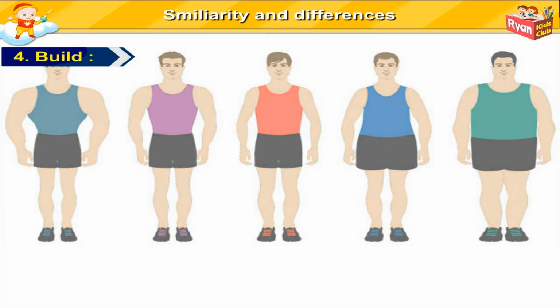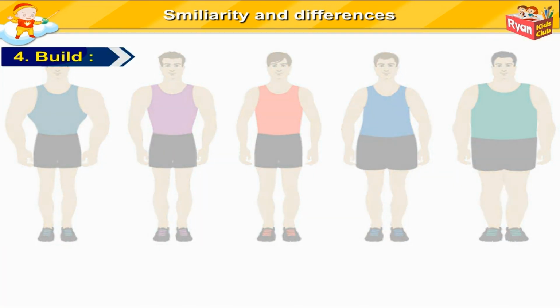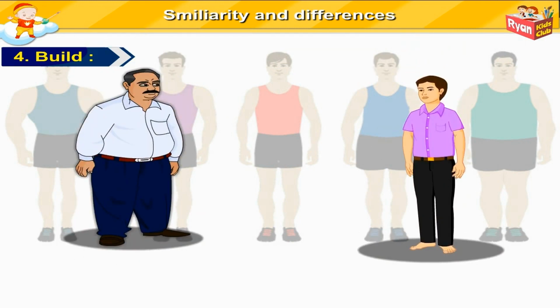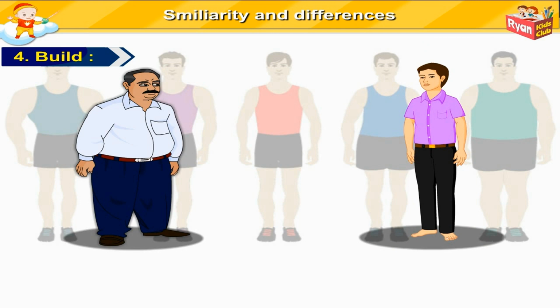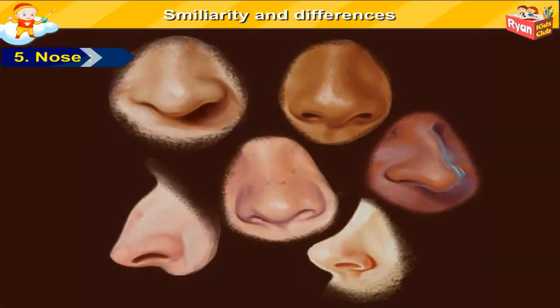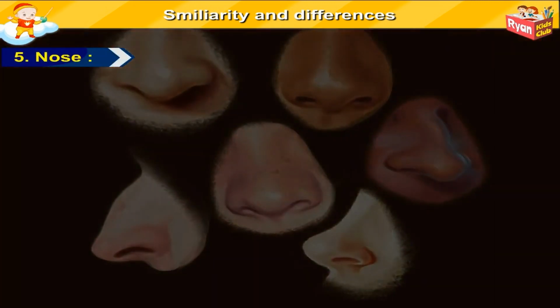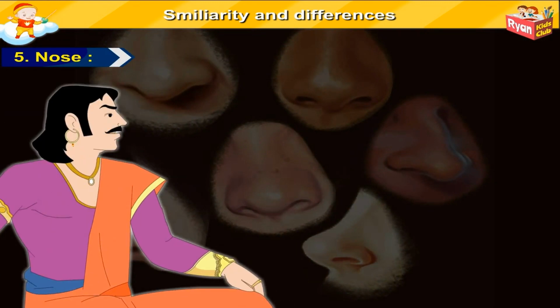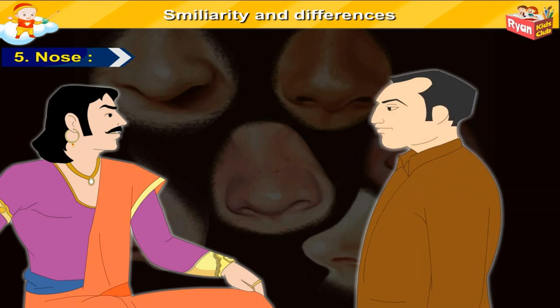4. Build. Some people are fat and some are lean. 5. Nose. Some people have sharp, pointed noses, while some have flat noses.